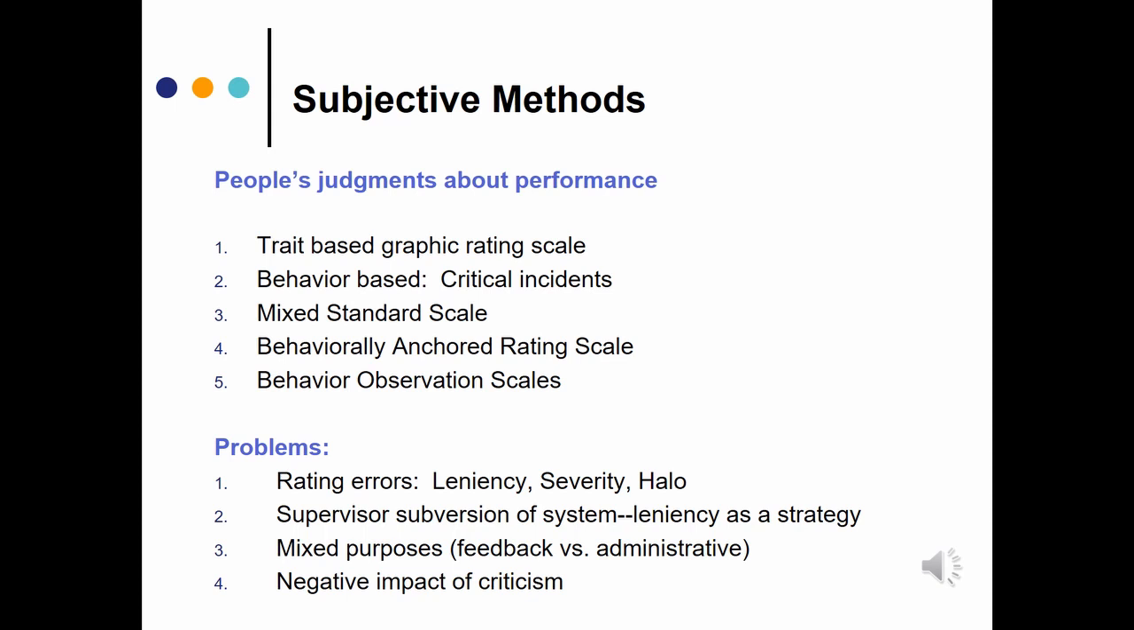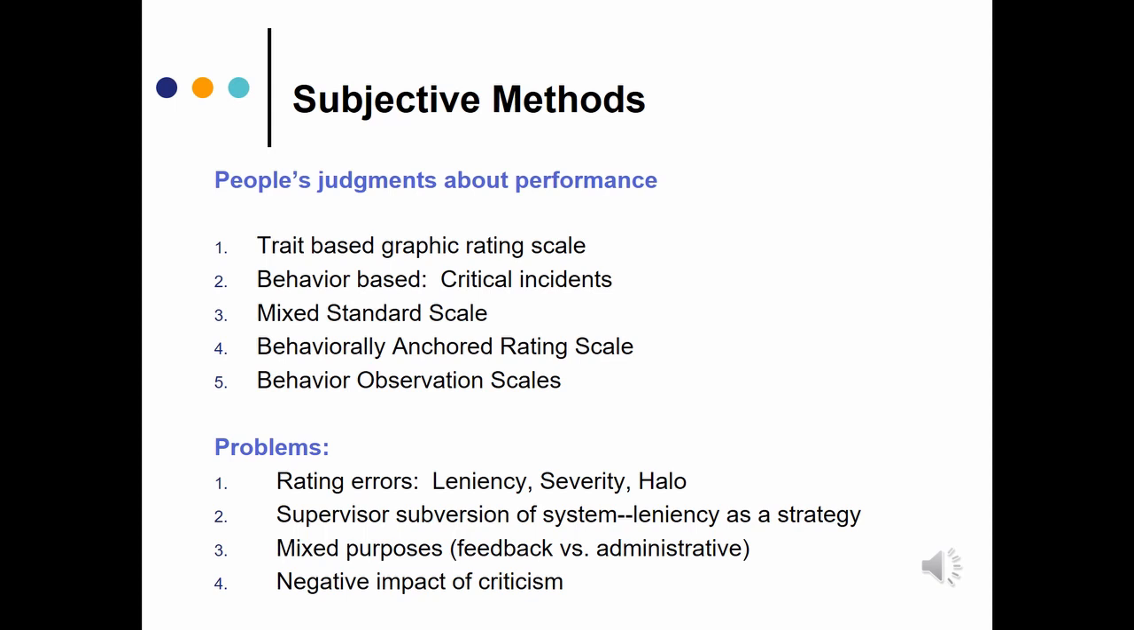The third one is the mixed standard scale. The mixed standard scale provides the rater with a list of behaviors that vary in their effectiveness. For each statement, the rater is asked to indicate whether, first, the ratee is better than the statement. Second, the statement fits the ratee. Or third, the ratee is worse than the statement.